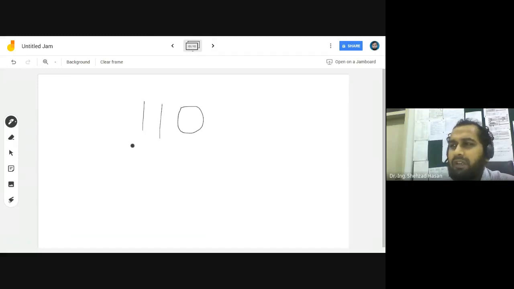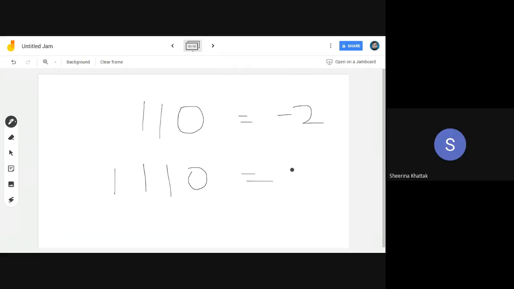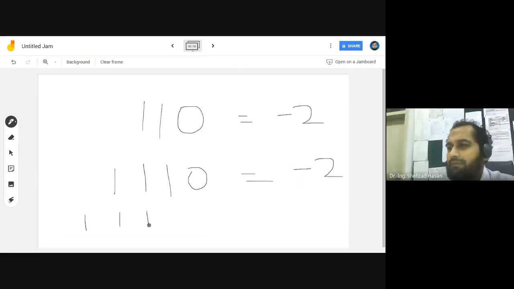So this number in sign bit is what? What is that number? Minus 4 plus 2, minus 2. And what is this number? What is this number? Anyone? So Kuchi? Minus 2. This is also minus 2. Okay, so what is this number?